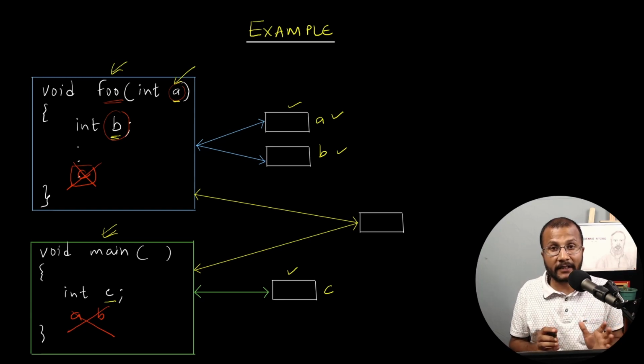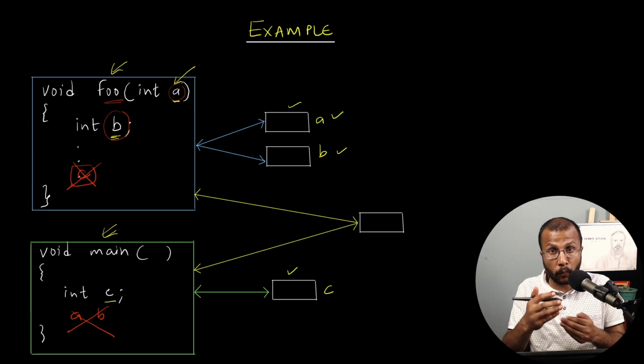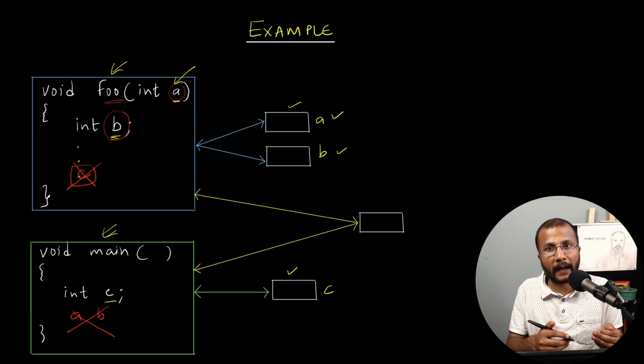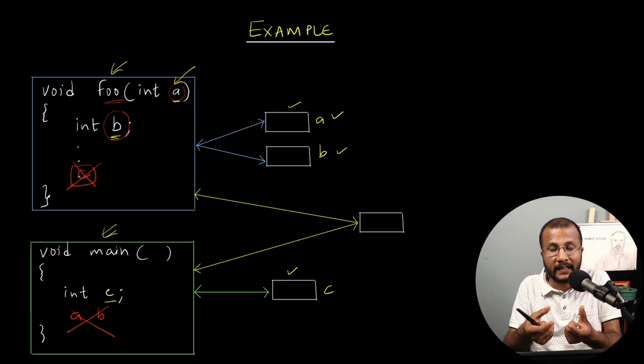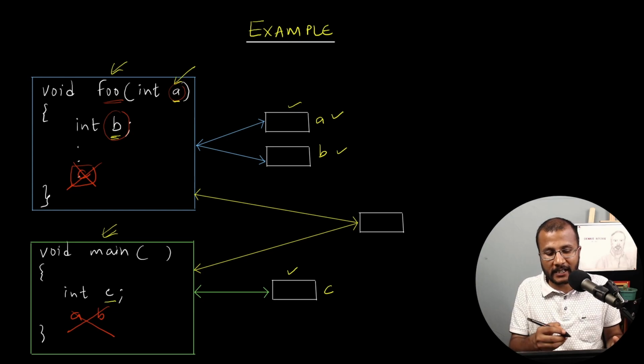Now let's say I would like to define a variable that is accessible to both of these functions, foo and main. Now I need to have a variable that is externally defined. That must be external to these functions. So if I want to have a variable accessible by both foo and main, I'll have to define a variable outside of foo and main.